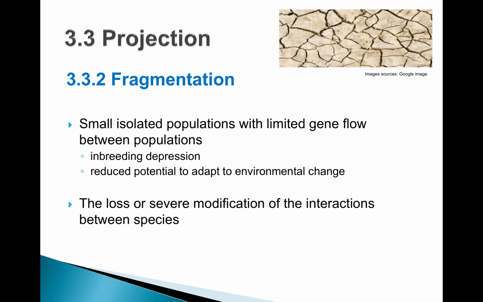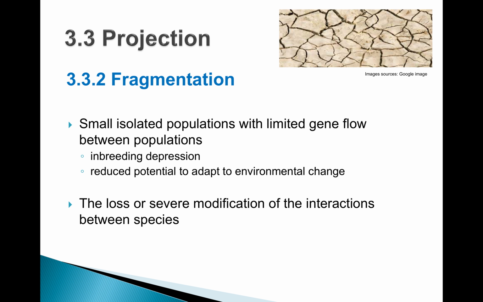Fragmentation also leads to the loss or severe modification of the interaction between species, including those interactions that are important for the survival of species. Small isolated populations may be subject to local extinction from stochastic events. The hostility of the surrounding environment is a major factor in limiting movement of organisms between patches. The physical environment within patches may be altered as a result of creation of edges and influences.